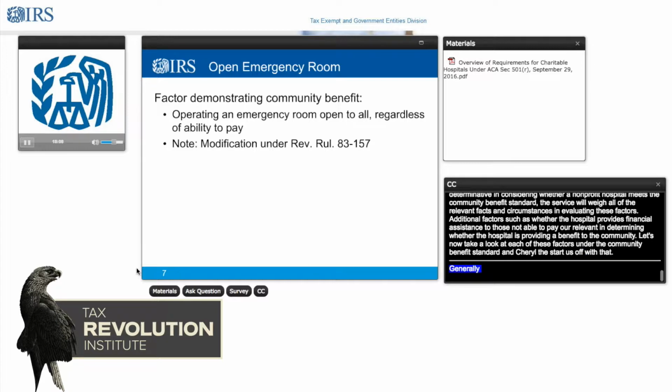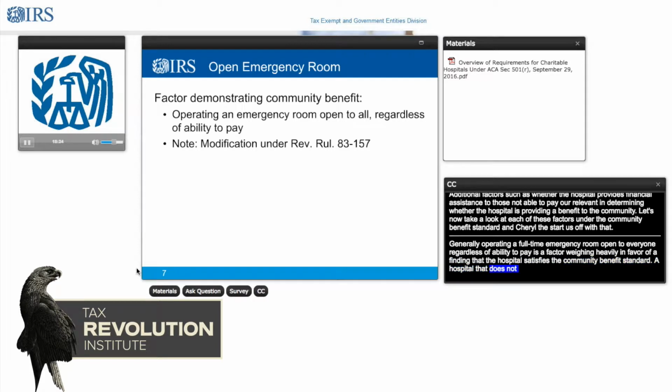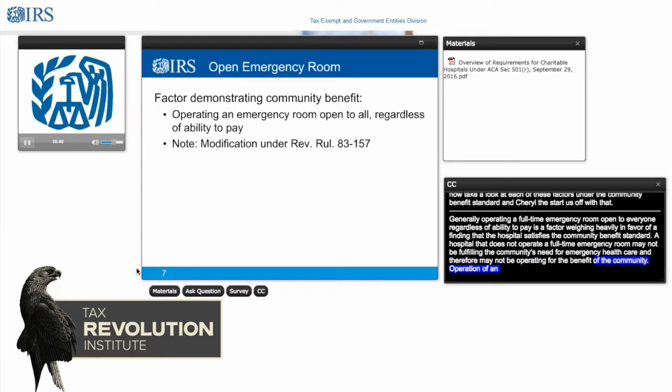Generally, operating a full-time emergency room open to everyone, regardless of ability to pay, is a factor weighing heavily in favor of a finding that the hospital satisfies the community benefit standard. A hospital that does not operate a full-time emergency room may not be fulfilling the community's need for emergency health care and therefore may not be operating for the benefit of the community. Operation of an emergency room that is not open to everyone, regardless of ability to pay, also indicates that the hospital is not operating for the benefit of the community since a significant segment of the community is not being served.